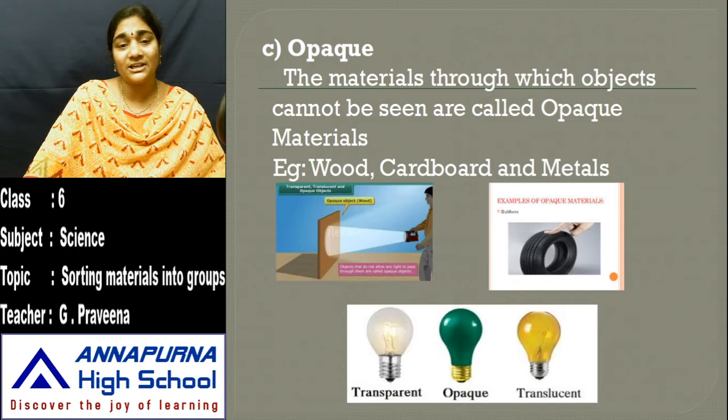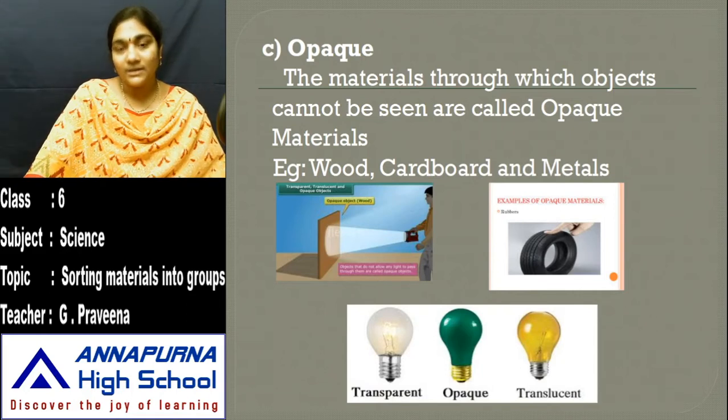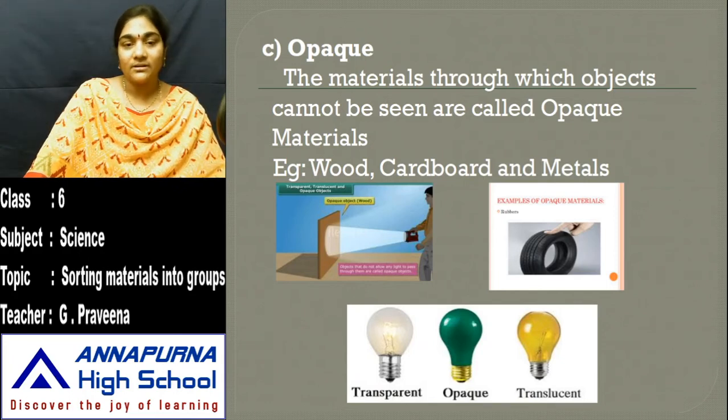Here in this picture, the first is a glass material which is transparent, where we can see the object clearly. In the second picture, the translucent one, we can see the image but it is not clear. And the third one is opaque, where the materials are not seen at all. So based on the transparency, objects are divided into three groups: transparent, translucent and opaque. Both transparent and translucent objects allow light to pass through them, whereas opaque objects do not.